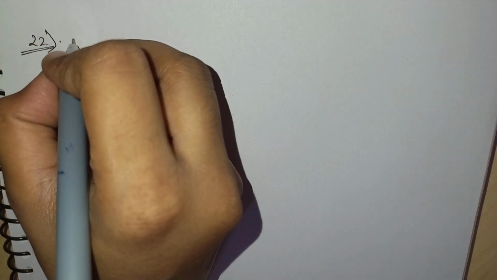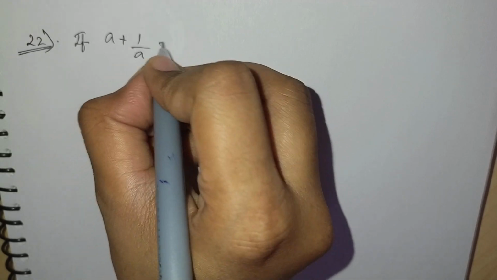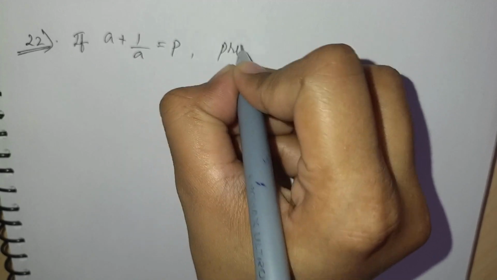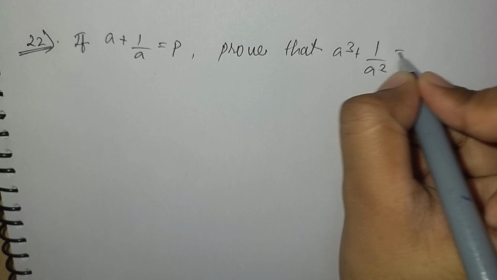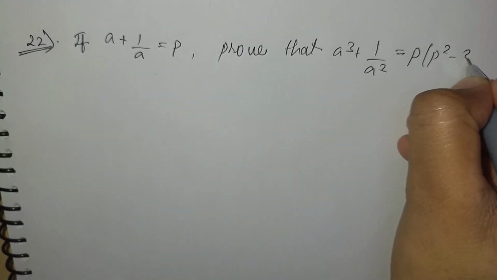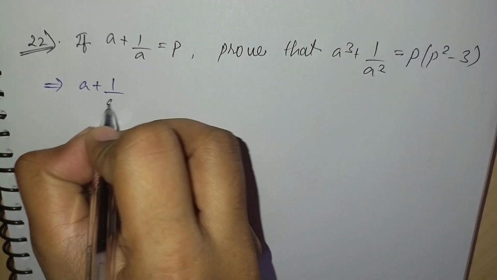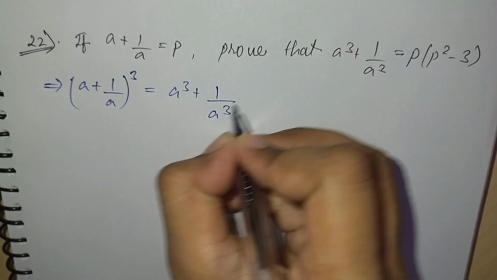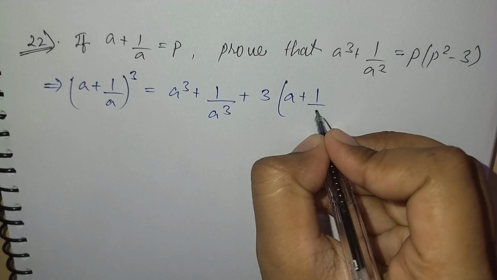Now let us solve the 22nd question, which says that if a plus 1 by a is equal to p, prove that a cube plus 1 by a cube is equal to p cube minus 3p. So on solving this, firstly we will do the whole cube of this here. So (a plus 1 by a) whole cube is equal to a cube plus 1 by a cube plus 3, and here a will cancel out, so we will get a plus 1 by a.